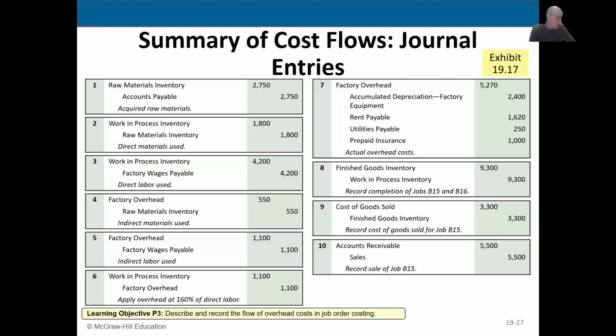These journal entries tell the same story. Understanding the physical flow is really important. Because once you understand the physical flow of the product and the costs associated with the product, building out this cost system is relatively easy. It's just a matter of thinking about the physical flow of a product being manufactured.